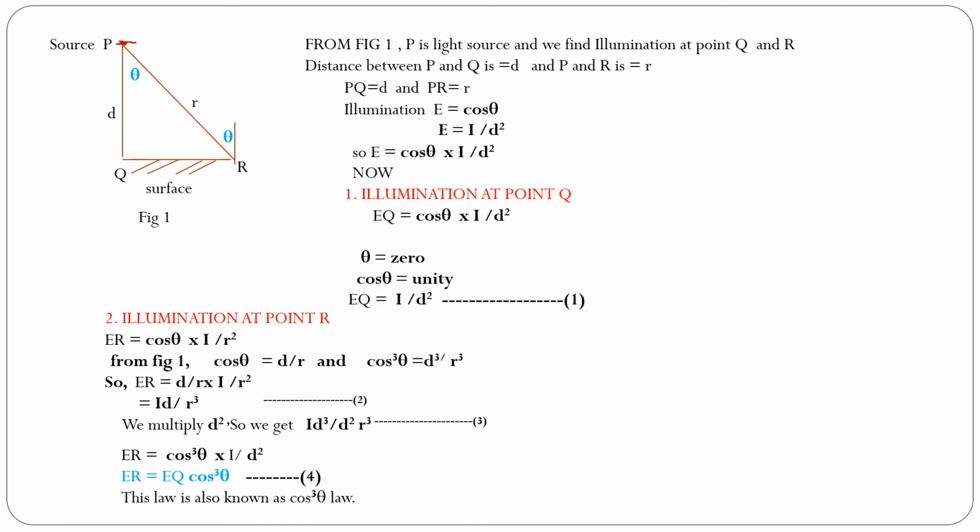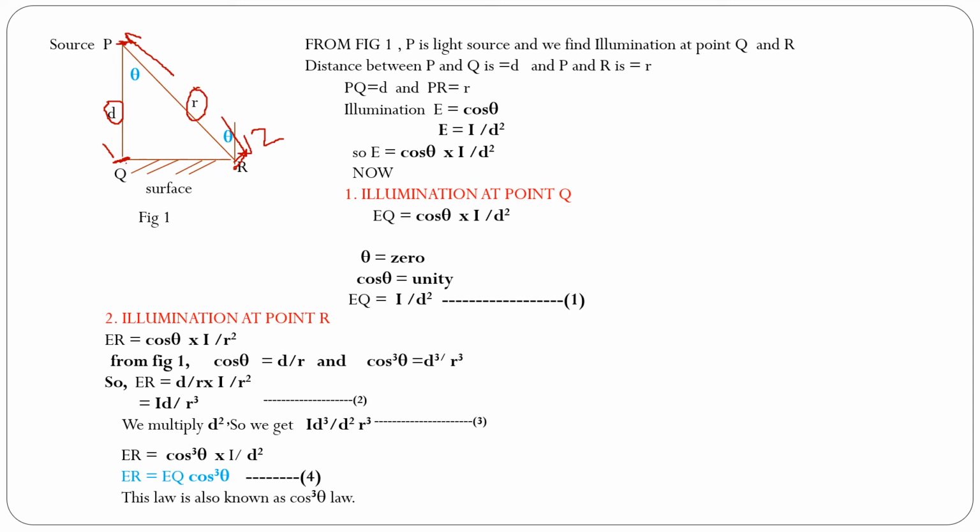This point source is also called the light source. Now we find the illumination at point Q and R. So this is point 1, this is point 2. Again we consider that the distance between the light source and that particular point Q is D. So D is the distance between P and Q, and r is the distance between P and R.